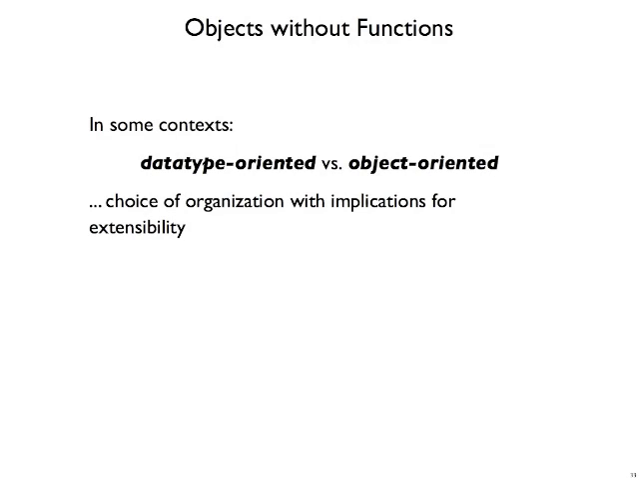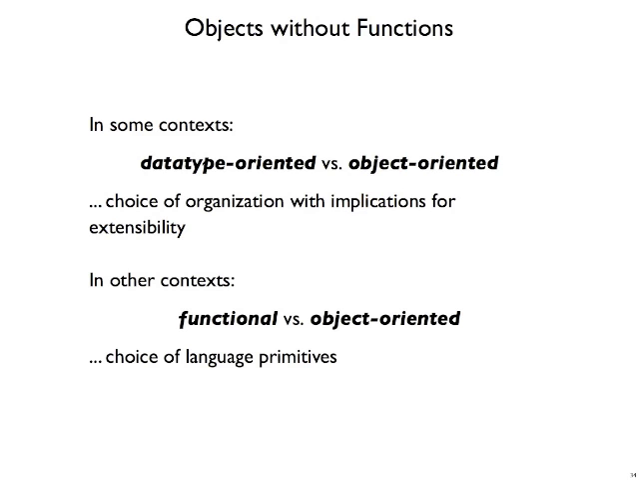Sometimes people, and I include myself here, will contrast functional programming with object-oriented programming when they really mean data type-oriented programming versus object-oriented programming. That is, having a data type and writing functions that receive a variant and figure out which one it is, versus having objects and sending different operations to that object depending on which operation you want. Right? And that's a choice of organization, and it affects whether you can easily add variants or operations more easily.